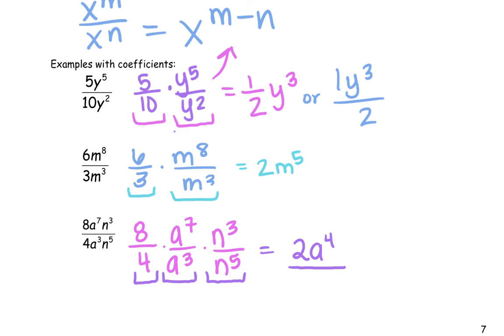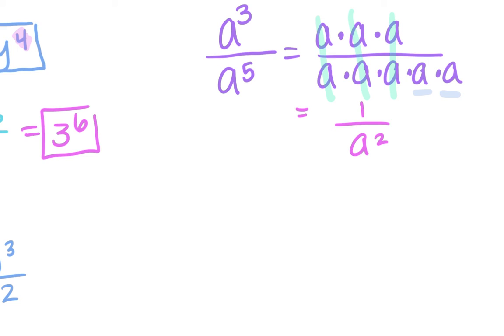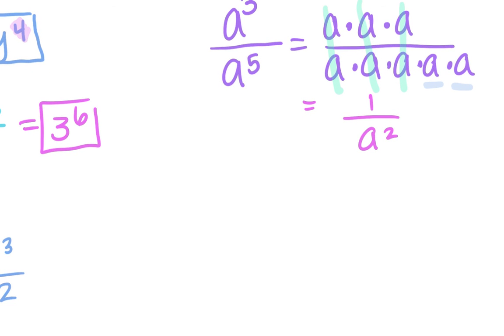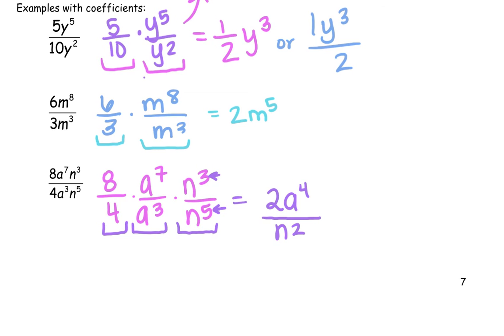And so that ends up being n squared, because you basically subtract the 3 from the 5, since there's n times n times n times n times n in the denominator, and then n times n times n in the numerator. So just like we saw up here with this example, we essentially subtracted the 3 from the 5, and that ended up with a squared in the denominator. The same thing is happening here. The n squared is in the denominator.